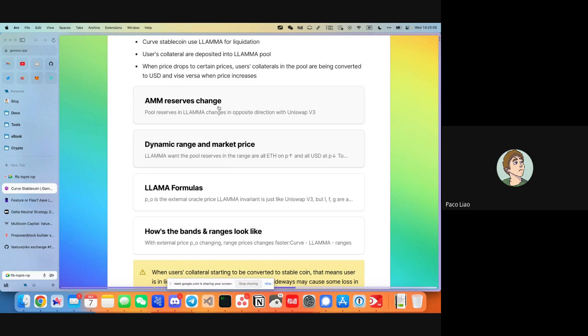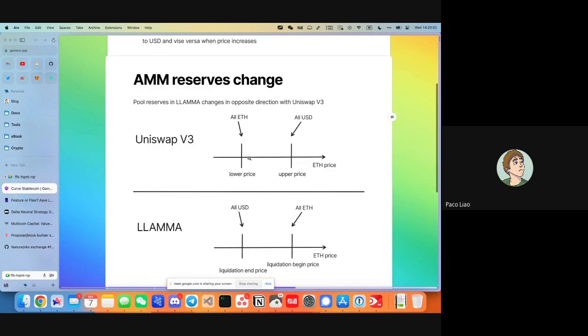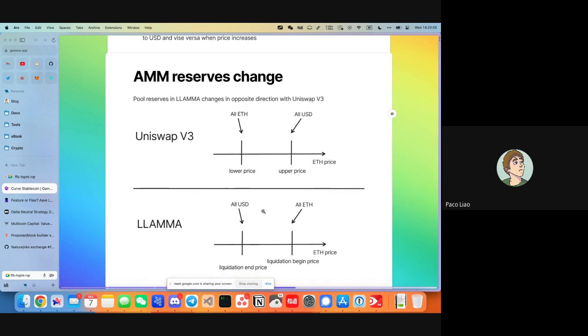And how does Llama achieve this goal? Because it's quite different from Uniswap v3 or other AMMs like Uniswap v2. When price goes down, no matter in Uniswap v3 or v2, the pool reserves start converting to ETH. When the price goes up, pool reserves start converting to USD. But in Llama, it's different. How do they achieve this?